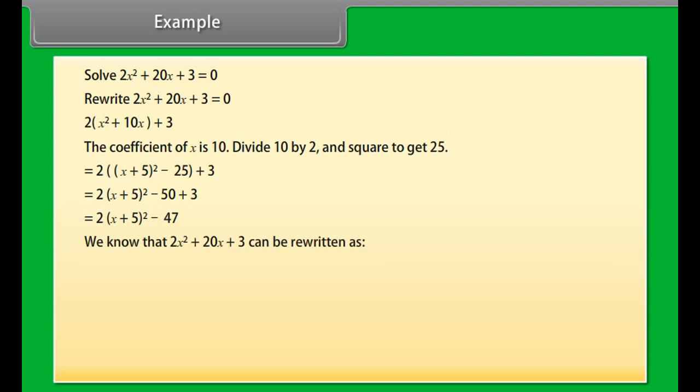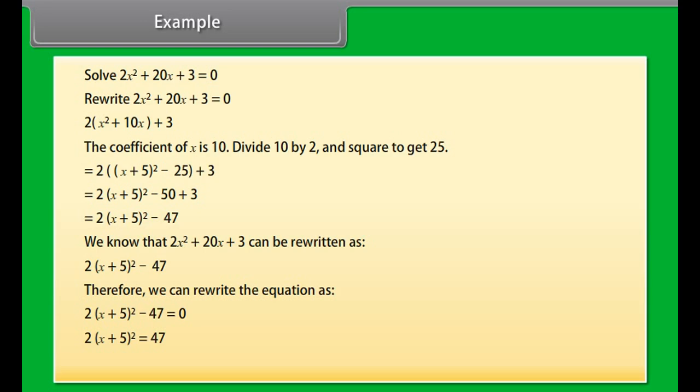We know that 2x² + 20x + 3 can be rewritten as 2(x + 5)² − 47. Therefore, we can rewrite the equation as 2(x + 5)² − 47 = 0. So 2(x + 5)² = 47. Now dividing both sides by 2, we get (x + 5)² = 23.5.